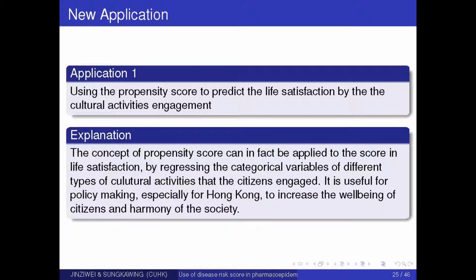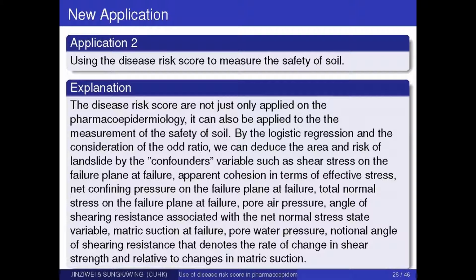It is in fact quite useful for policy making, especially for Hong Kong. For the second new application, we can try to use the concept of disease risk score to predict the likelihood of landslide. There are a lot of factors determining the safety of soil, but they are not exposed and very often we cannot sense them. Defining a risk score can help us know more about the presence of landslide. It is also quite useful in the Hong Kong context.